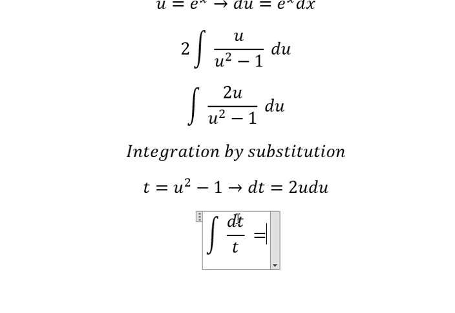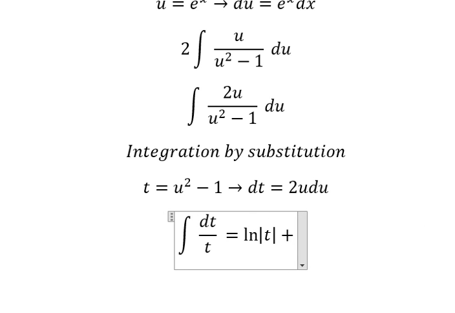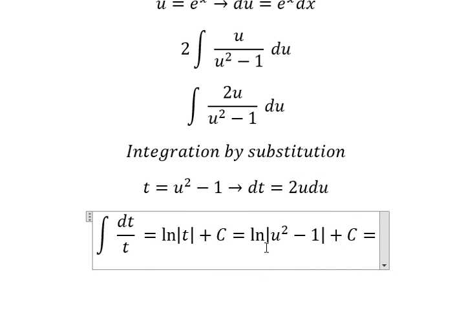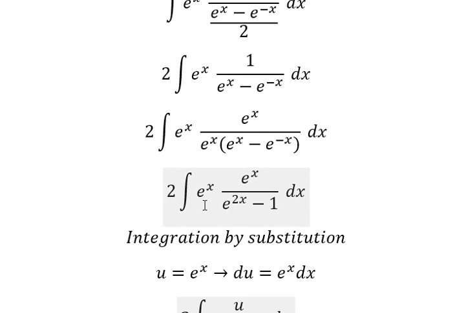The integration of this one, we have ln of the absolute value of t, and I will put c. About t, that is u square minus 1. About u, that is e to the power of s.